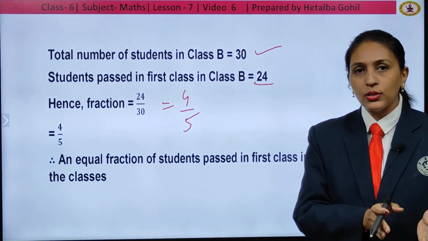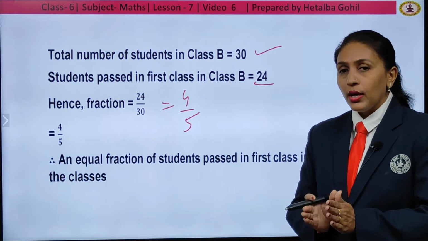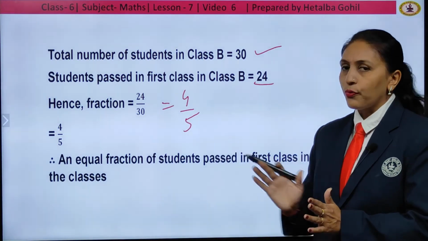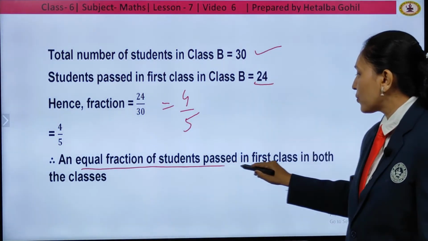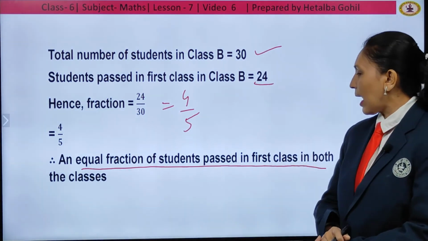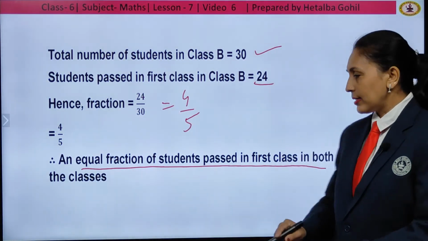In class A also 4 upon 5 students, that is 4/5 of the students passed. Here also 4/5 of the students passed. That means an equal fraction of the students passed in the first class in both the classes.